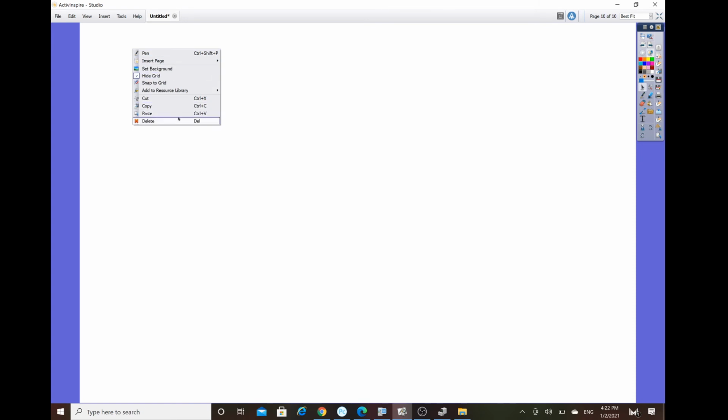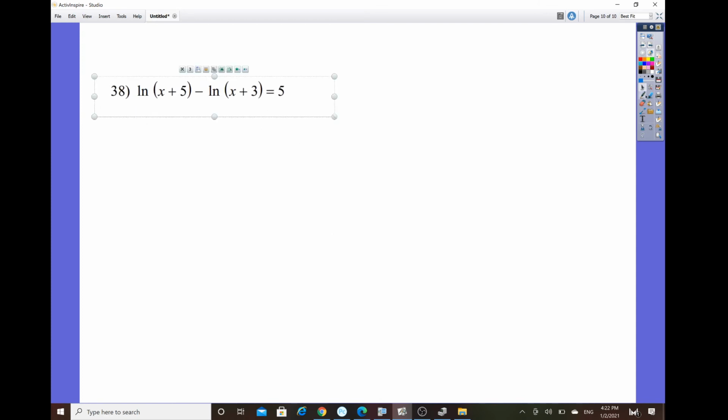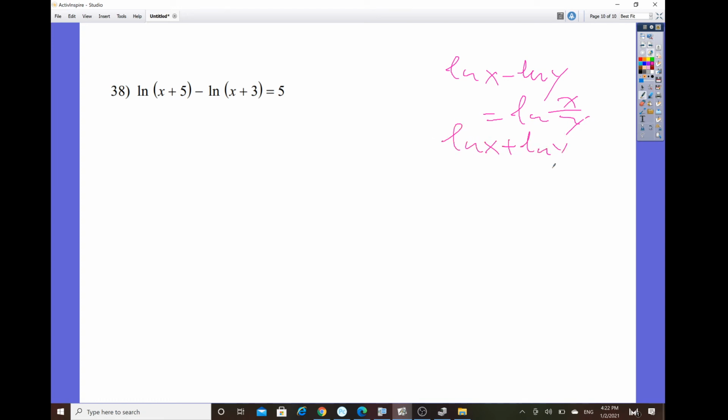Okay, so again, copy and paste. One thing that we notice for the natural log of x minus natural log of y, it's always written as natural log of x over y. It's a difference to quotient. And the other property is like sum to product. So let's say that we do have natural log of x plus natural log of y, then that would be considered natural log of x times y.